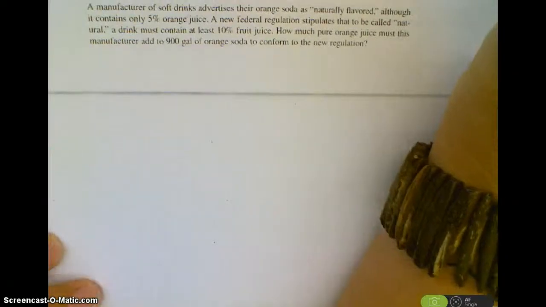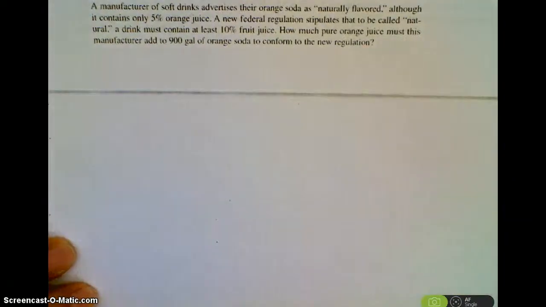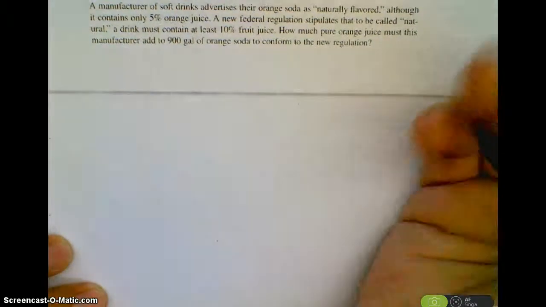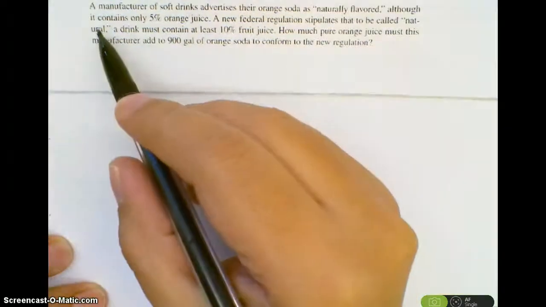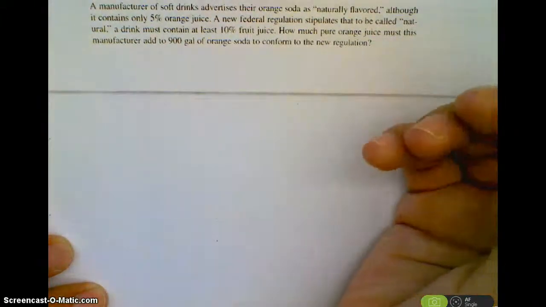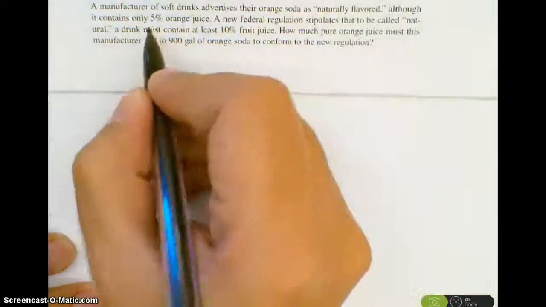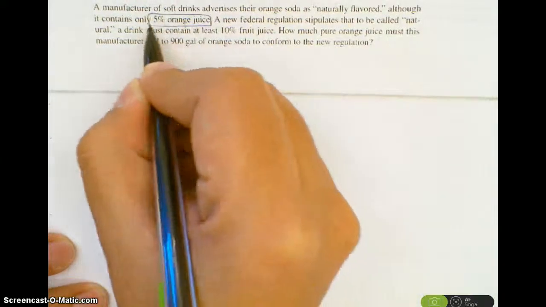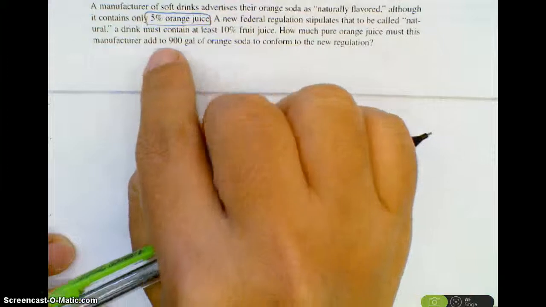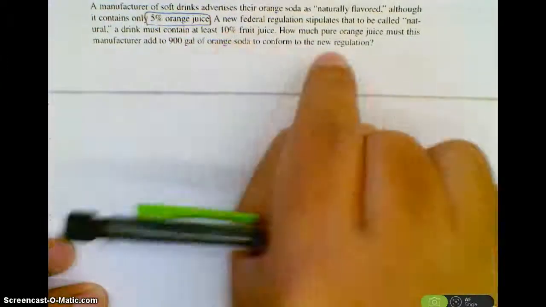Okay, with example 6, mixtures and concentration, you only have to be careful whenever you read a problem to make sure that you label the correct variable. For example, I have here a manufacturer of soft drinks advertises their orange soda as naturally flavored, although it contains only 5% of orange juice. In here, X definitely is not 5%, but there's going to be something that we're going to figure out later on.